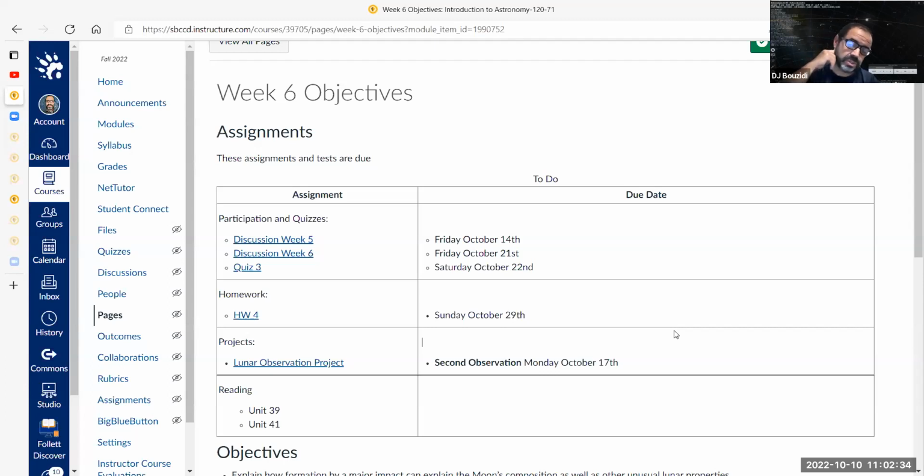So homework 4 is an interesting homework, and I encourage you guys to again, strongly do it, because you're going to be graded on it, first of all, okay? And because also we're going to have the discussions on it. The other part also that is due this week is the lunar observation. You guys should have done already the first lunar observation, which was yesterday.